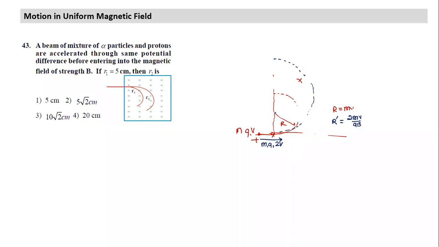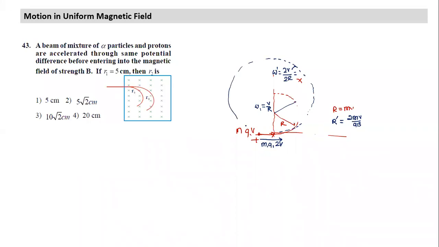So what is the angular velocity? Angular velocity for the first particle, omega 1, is v by r. And for the second particle, velocity has become double and radius has also become double. Angular velocity will remain the same. It will take the same time to complete.